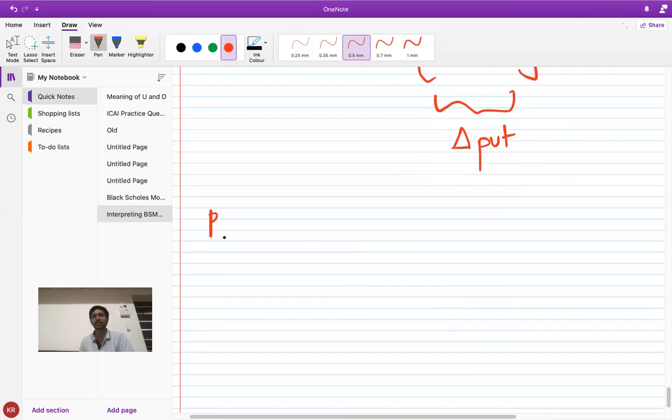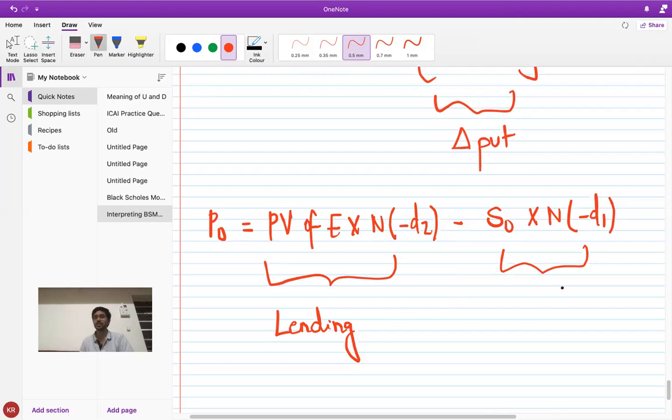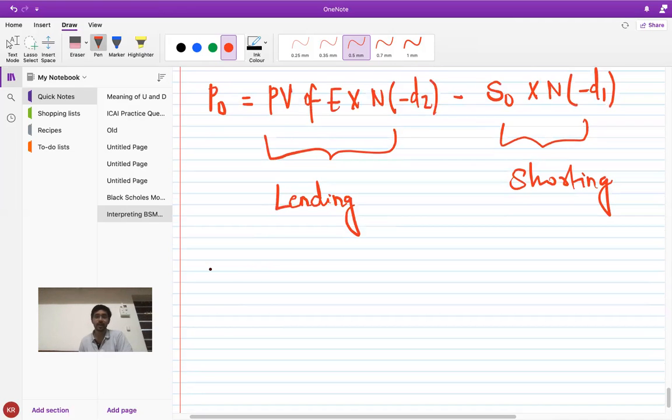Now, if I actually write the equation of the Black-Scholes model, it is present value of exercise price into N of minus D2, less spot price, spot is S0, into N of minus D1. If you see, this is the lending component and this is the shorting component. And you know that minus N of minus D1 is actually equal to the delta of a put option.